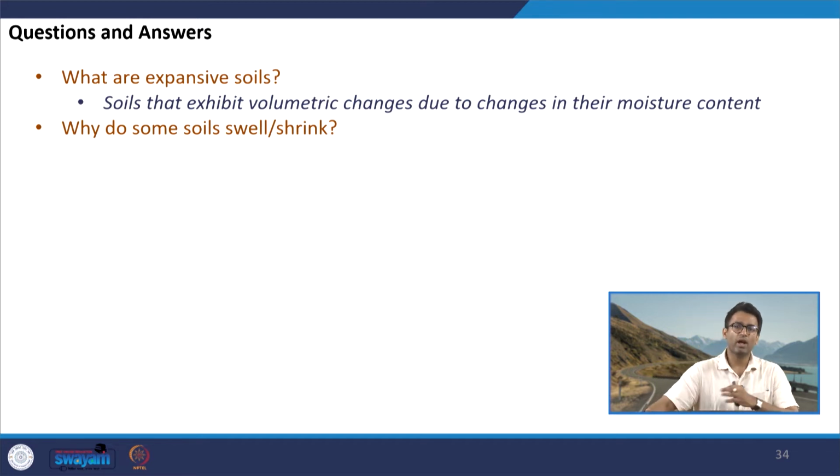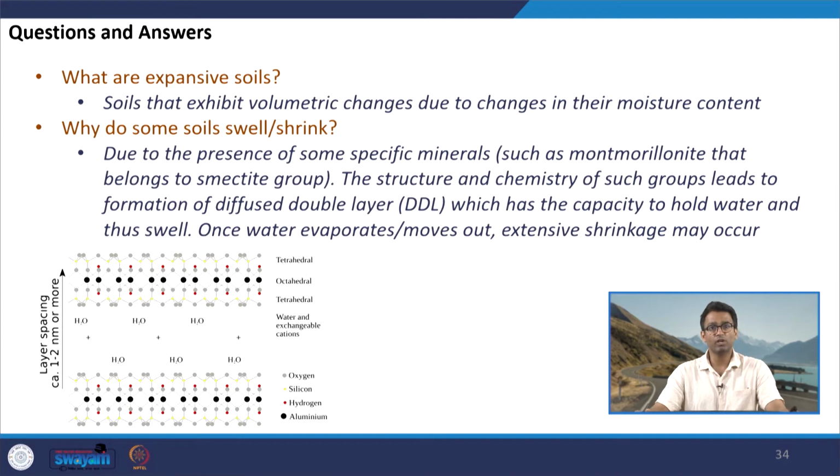When I say that there are expansive soils, we should also know what leads to the swelling and shrinkage, which are basically the volumetric changes in this soil. Though the actual theory behind understanding this entire process of swelling and shrinkage is not very straightforward, we will try to understand a basic outline of why the swelling and shrinkage in some soil takes place. Well, this is predominantly due to the presence of some specific minerals.